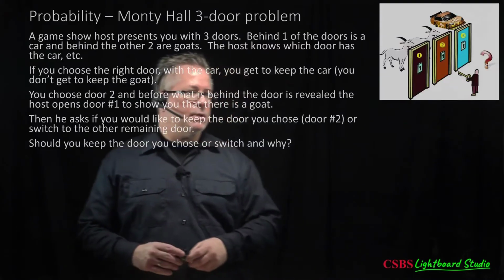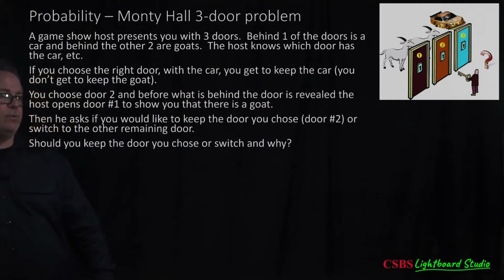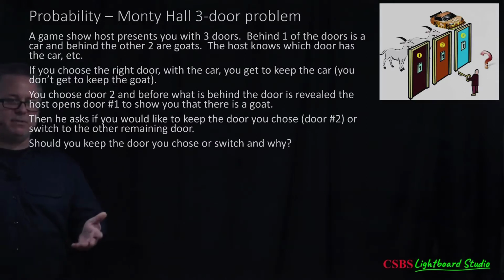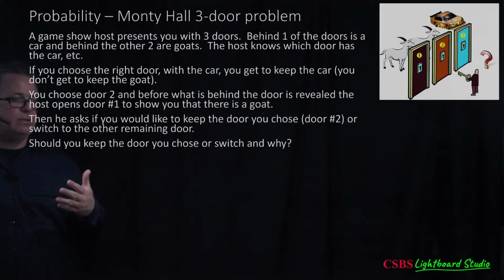So problem number one is oftentimes referred to as the Monty Hall three-door problem. So here's the setup. A game show host presents you with three doors. Behind one of the doors is a car, and behind the other two are goats or something that you don't want, or they're just empty. The host knows which door has the car. So it's not like he's unaware. He knows which one has the car, which ones have the goats.